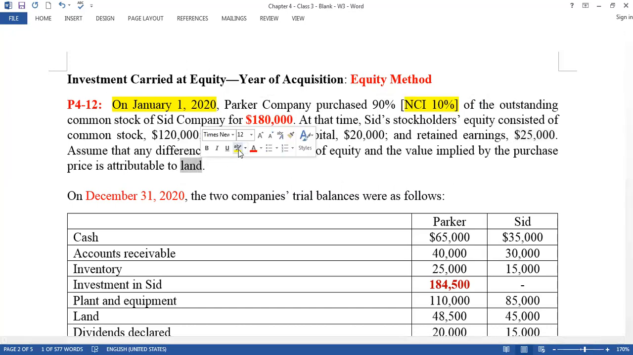In the previous example, that means last class, we found that if we have any differences, we attribute the differences to the goodwill account. But here I changed it to the land account to give you a more comprehensive example. Or I can allocate to another asset. It doesn't matter at this moment actually. Anyway, this is the information based on January 1st, 2020.